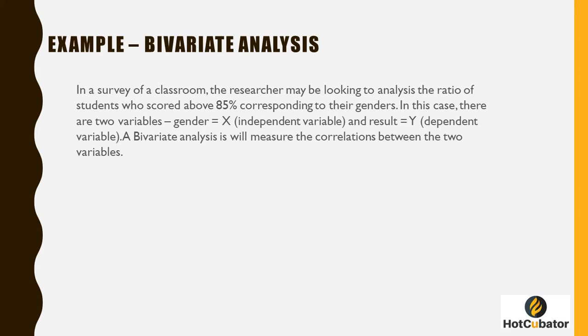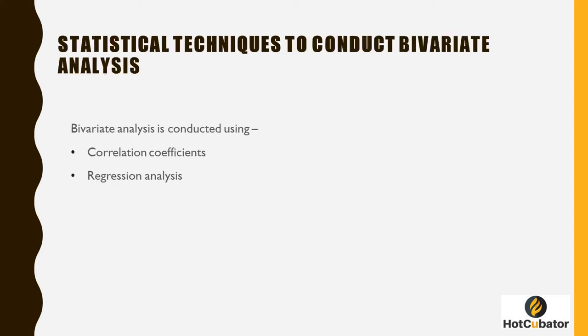So in this case, there are two variables: gender, that is male or female, which is the independent variable, and the result, which is the dependent variable. A bivariate analysis will measure the correlation between the two variables. To undertake bivariate analysis, there are popular statistical techniques like correlation coefficients and regression analysis. Regression analysis could be linear regression, simple regression, and there are a whole heap of other regression styles that could be used to undertake a bivariate analysis.